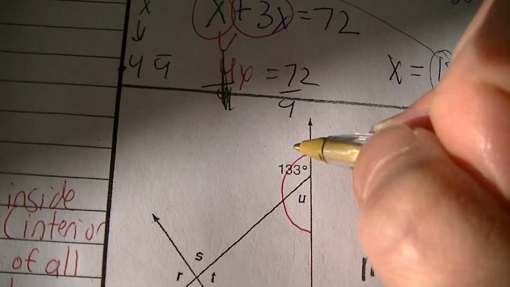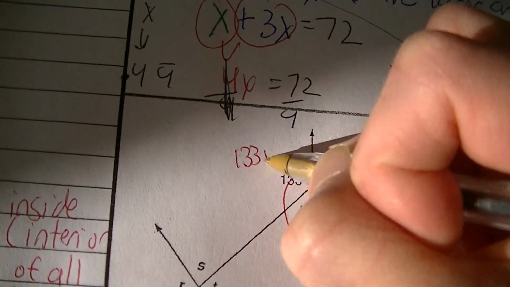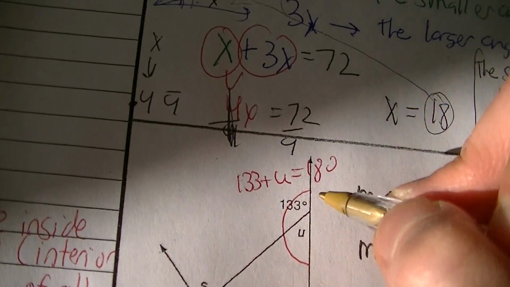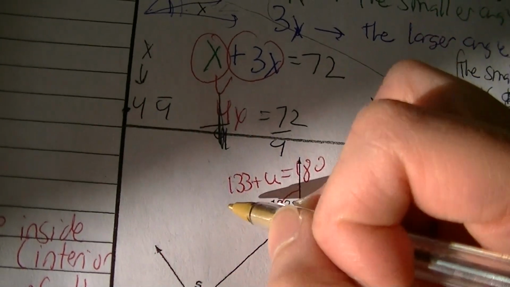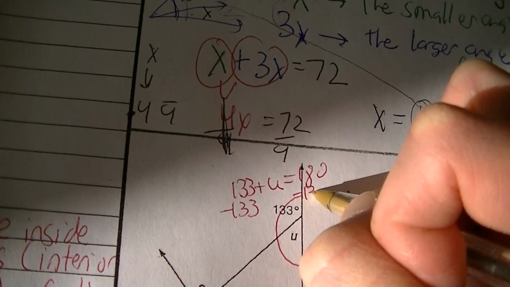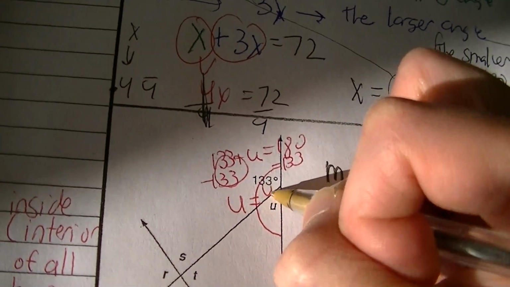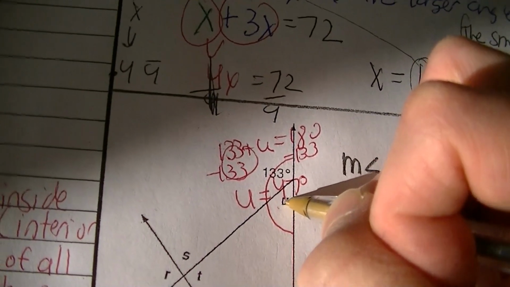So I can go 133 plus U equals 180 degrees. To solve this, I want U by itself, so the inverse operation of plus 133 is to subtract 133. Do that to both sides. So here we have U is equal to 47 degrees. Okay, so that right there is 47 degrees.